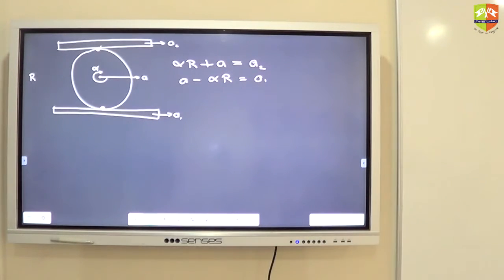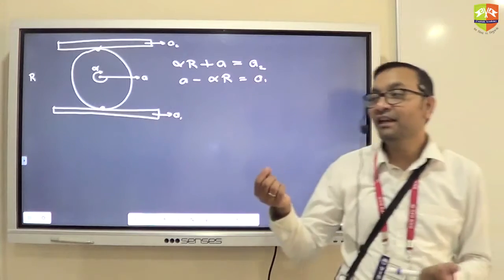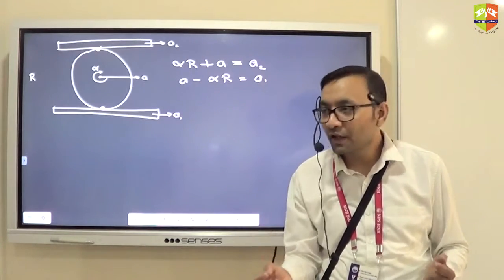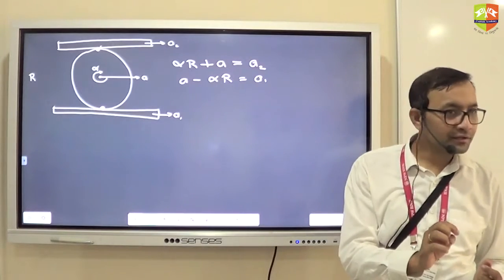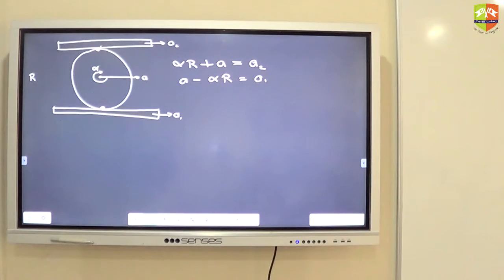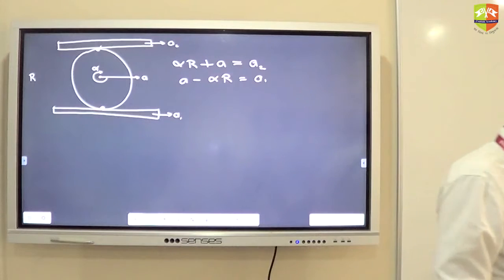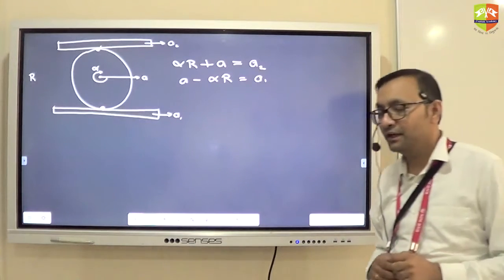Okay. Ajay, tell me one thing. The point at contact has no relative velocity or relative motion. Yes or no? Is it correct? The point of contact is instantaneously at rest relative to the surface. Do you agree to this? Please write down: the point of contact is instantaneously at rest with respect to the surface. Point of contact is at rest instantaneously.